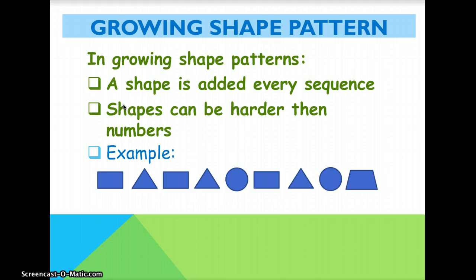The next sequence could possibly be rectangle, triangle, circle, rhombus, and then we could add a parallelogram, or whatever other shape we would want to add to this example.